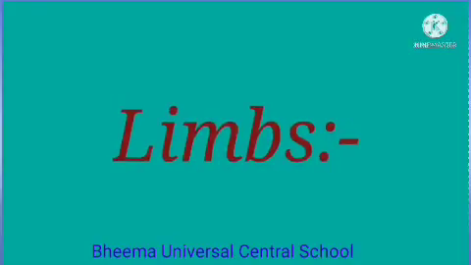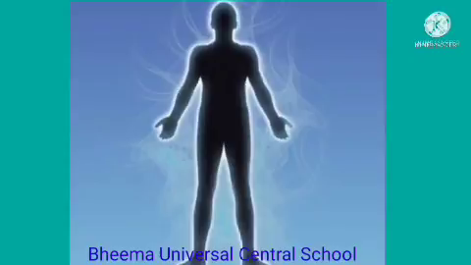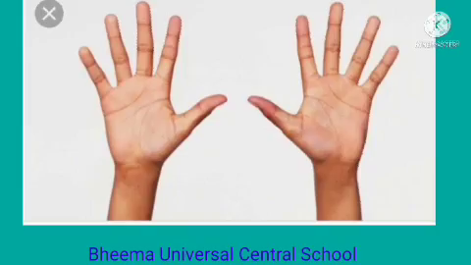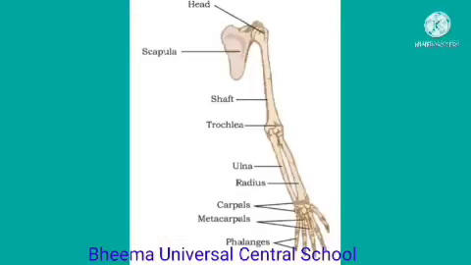Next is limbs. Tell me how many limbs human beings have. Very good. Human beings have 2 forelimbs and 2 hind limbs, that is legs. Humans have 2 pairs of limbs. The forelimbs constitute our arms and the hind limbs constitute our legs. Forelimbs are joined to the spine with the help of the shoulder.